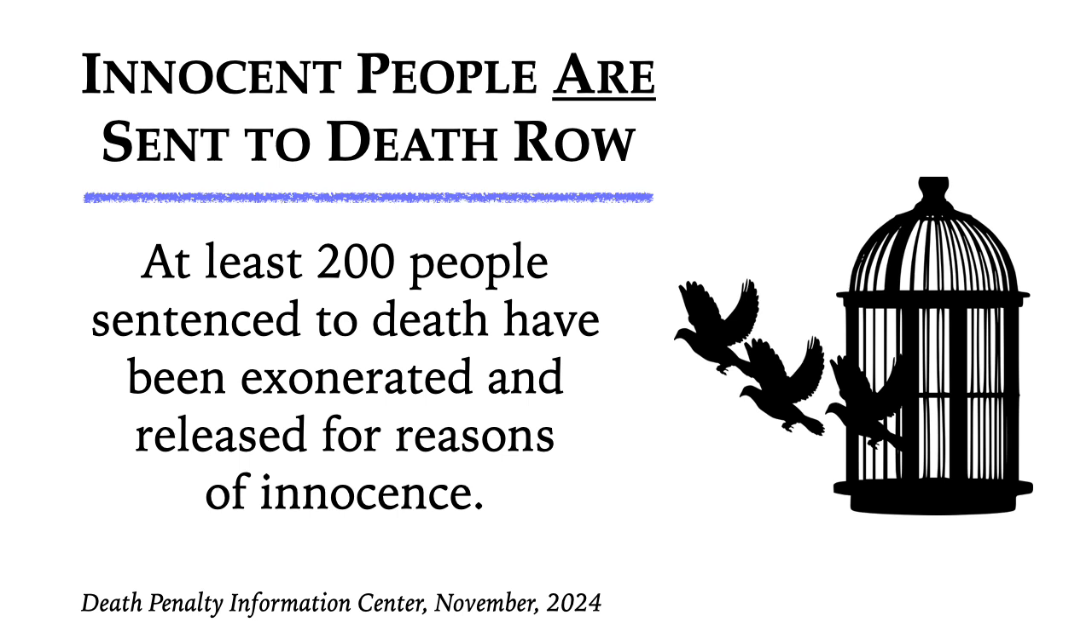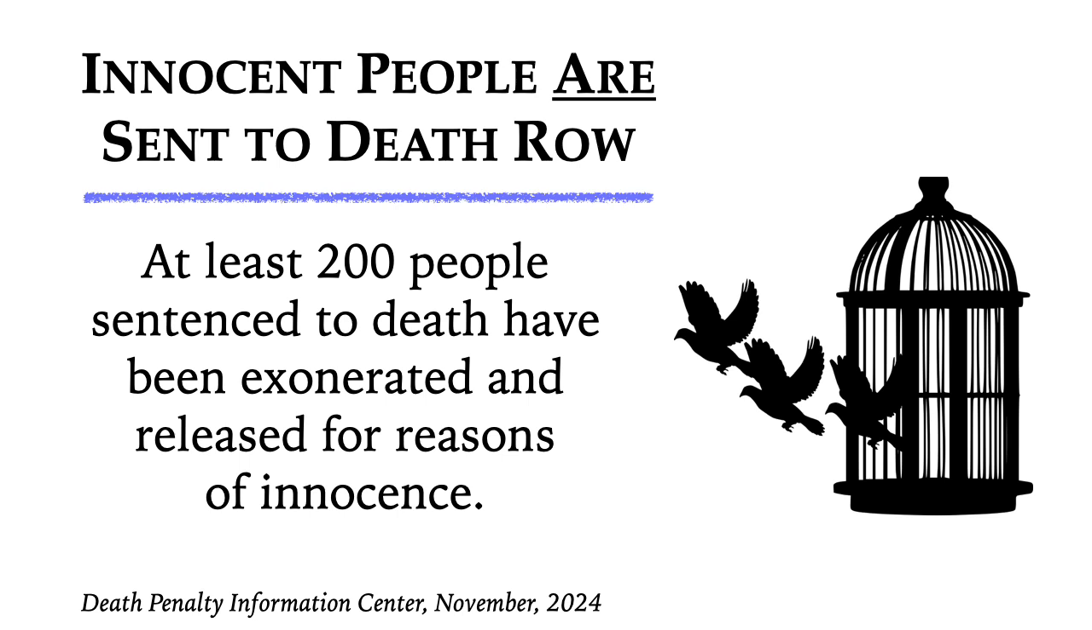At least 200 people sentenced to death have been exonerated and released for reasons of innocence. Now, it was 200 people a few weeks ago when I last checked. For all I know, it's up to 201 or 202 because it continues to happen regularly. Now, let that sink in for a moment. That means 200 juries deliberated and decided an innocent man was guilty. Well, usually man, innocent person was guilty, and they deserved to be killed by the state.